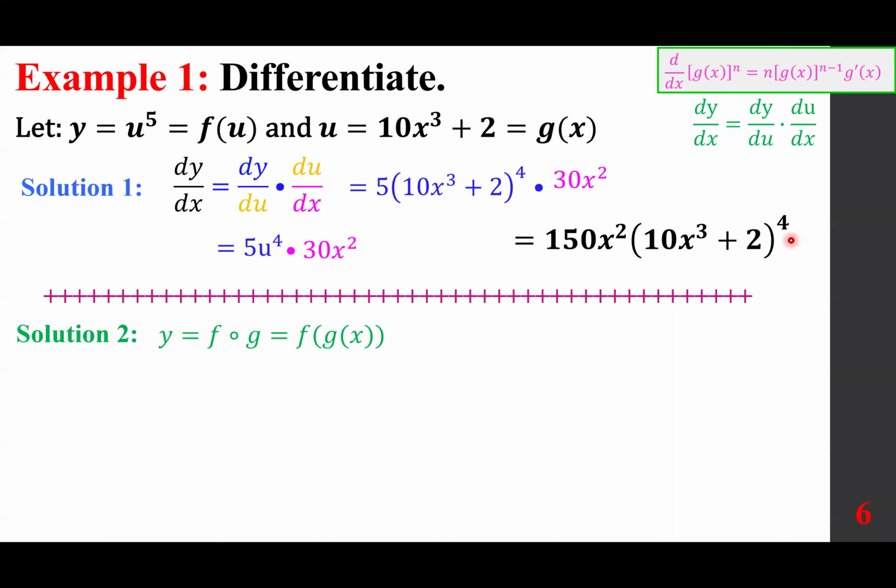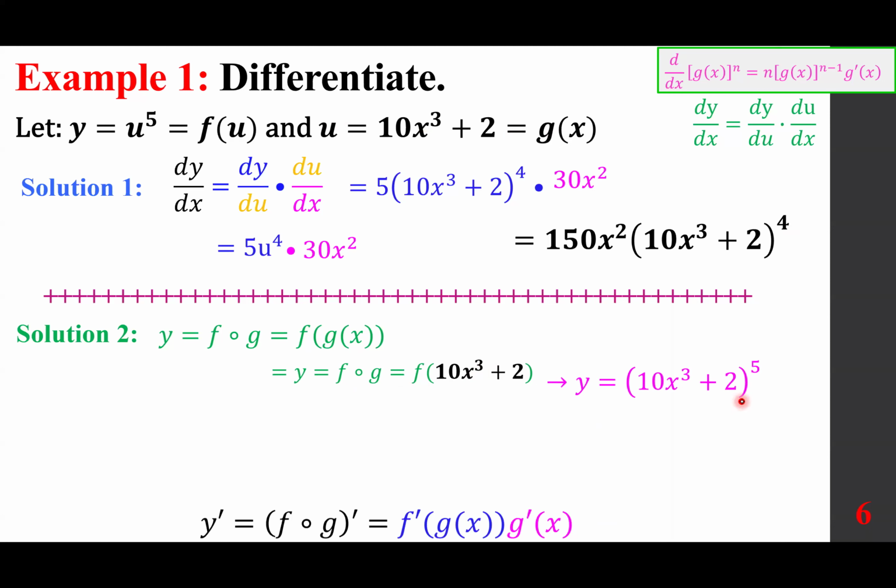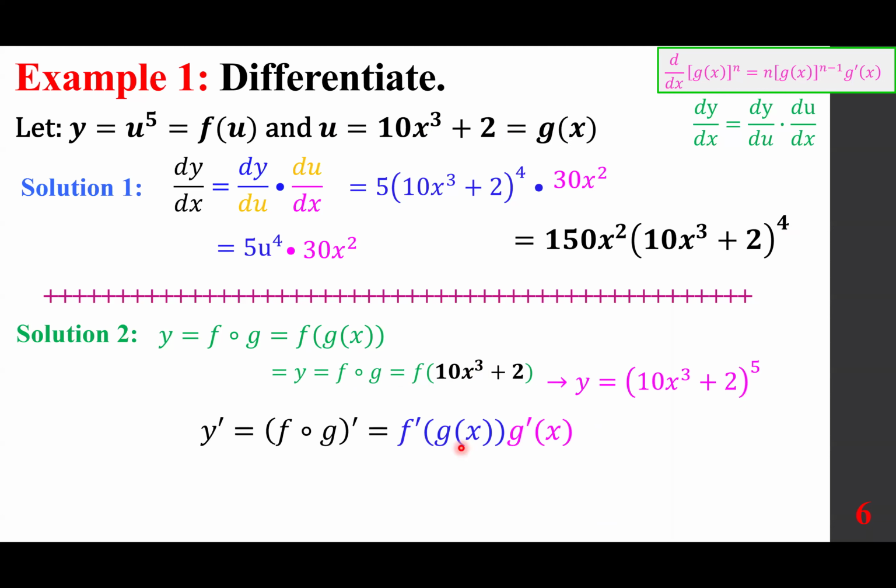Now, this is easy enough, so we can calculate their composite function. F of g is f of g, which is 10x cubed plus 2, which simply put means 10x cubed plus 2 to the power of 5. And as it was mentioned, (f of g) prime means f prime of g of x times g prime of x. In essence, you're using the extended power rule.